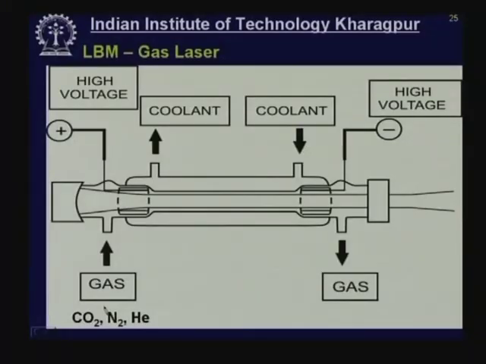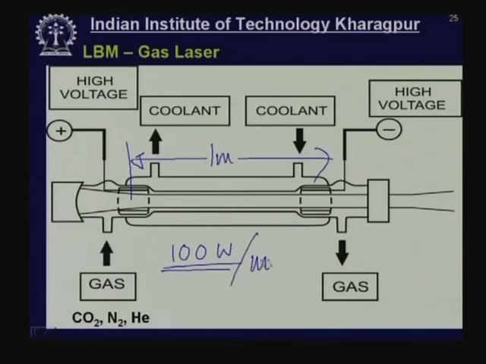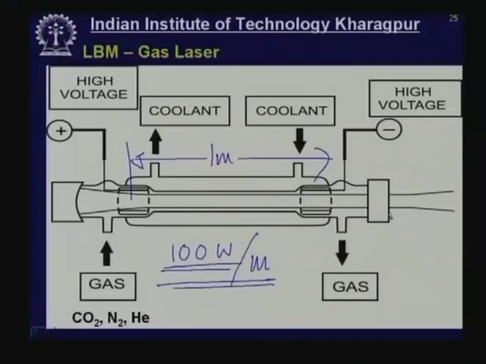Now, carbon dioxide laser maintenance as well as use is very easy, but there is one problem. What is that problem? Typically, for 100 watt of power, this length is around 1 meter. So, it is 100 watt per meter of tube length. If that is the situation, what can you do? If you have to make a carbon dioxide laser which is 10 kilowatt, what would be this length? This length would be 100 meters, so that is not at all acceptable.